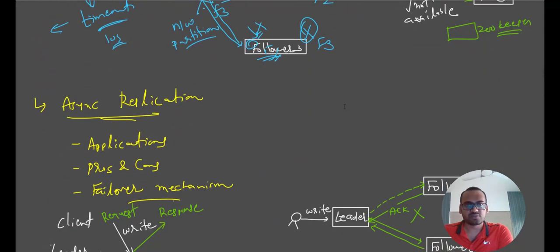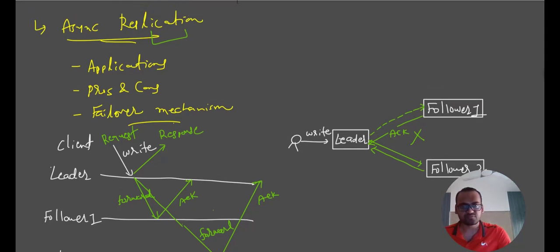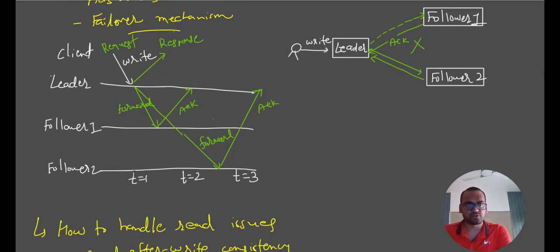Now let's see the async replication. Why is async replication required? Let's understand with a small diagram. Here the client sends a request to the leader, let's say at t equal to 1. And the leader immediately sends the response back to the client, because this is async replication, meaning the leader doesn't want to wait for follower 1 or follower 2's acknowledgement.